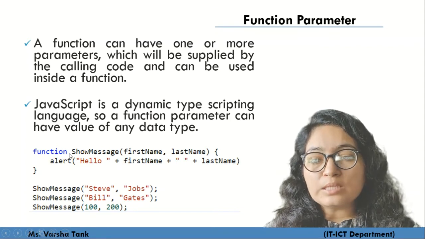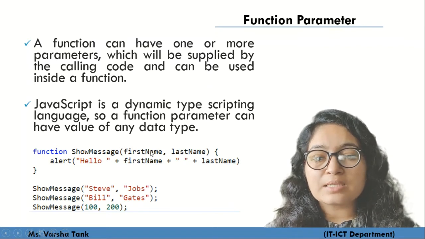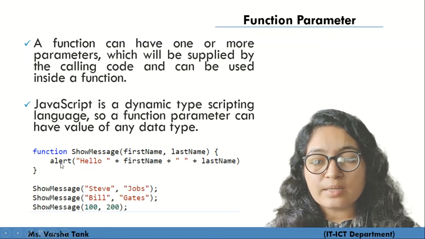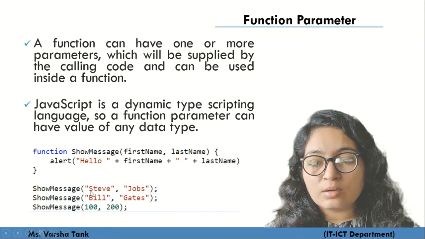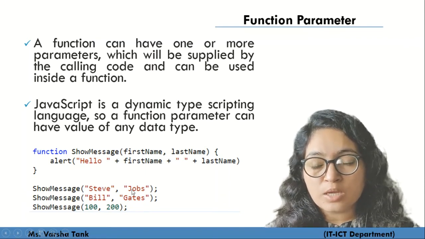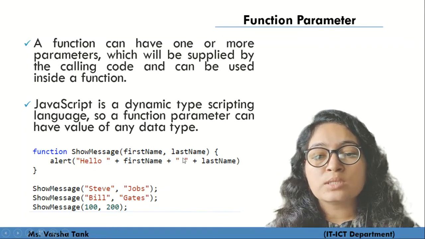Here you can see the example: function showMessage with firstName and lastName. These are two parameters. Here I have displayed alert hello plus firstName plus lastName. Suppose I write showMessage Steve Jobs when calling this function. Whenever we call it, it will display hello Steve Jobs.